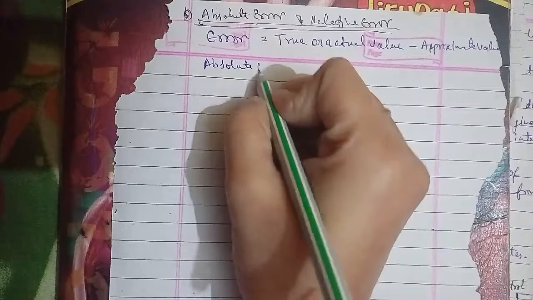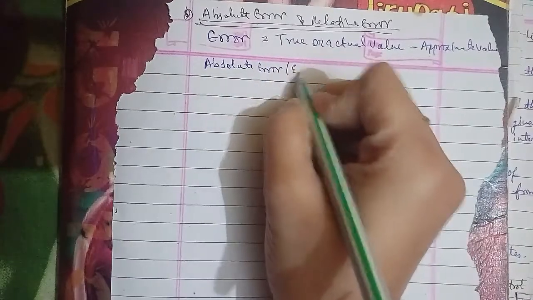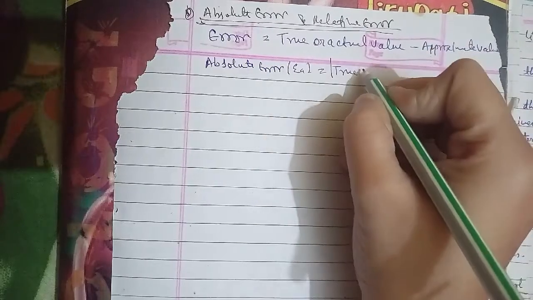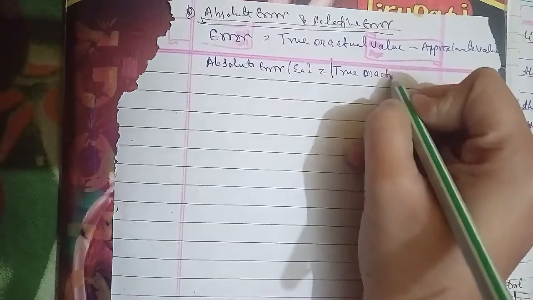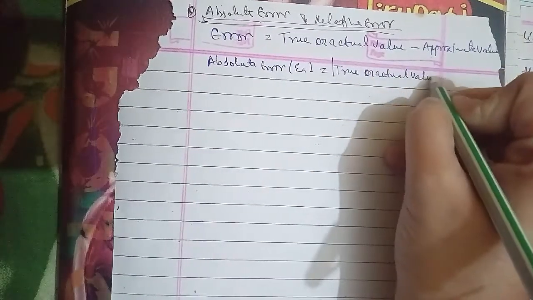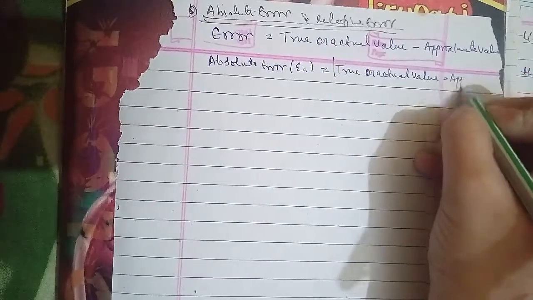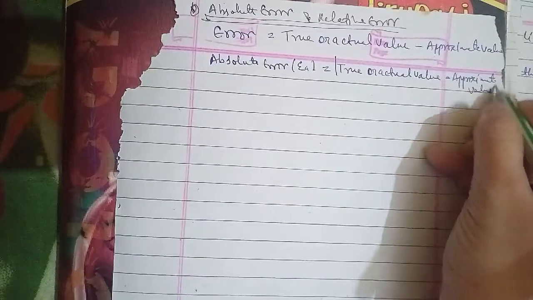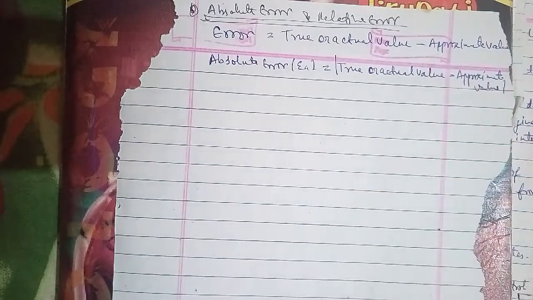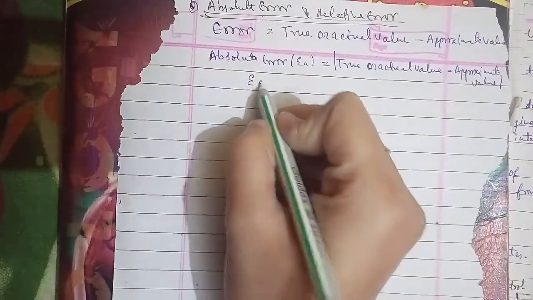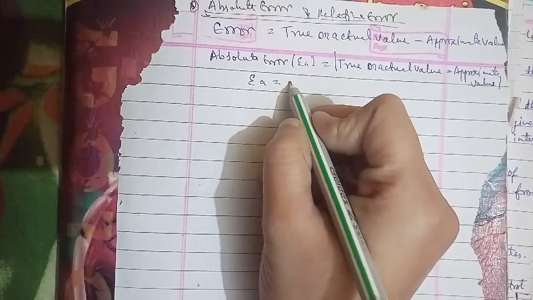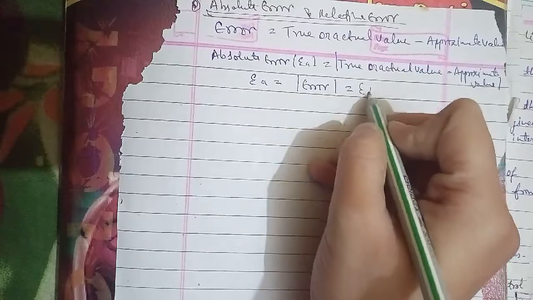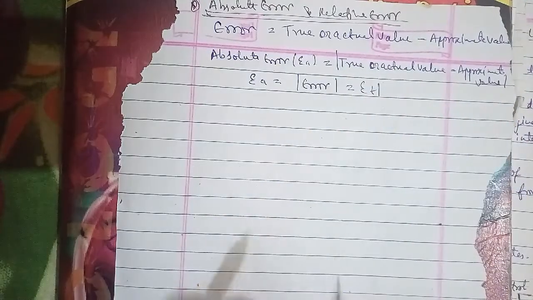Let's go ahead to the definition of relative error. When the absolute error is normalized with respect to the actual value, it is called the relative error. The formula for relative error is: true or actual value minus approximate value, upon true value.